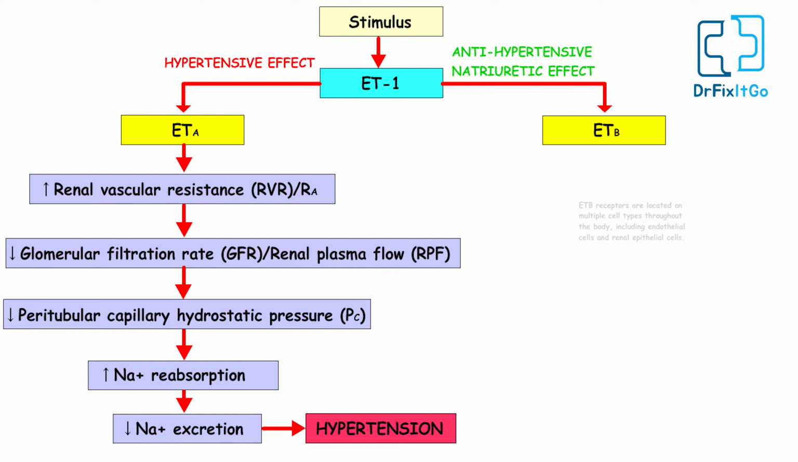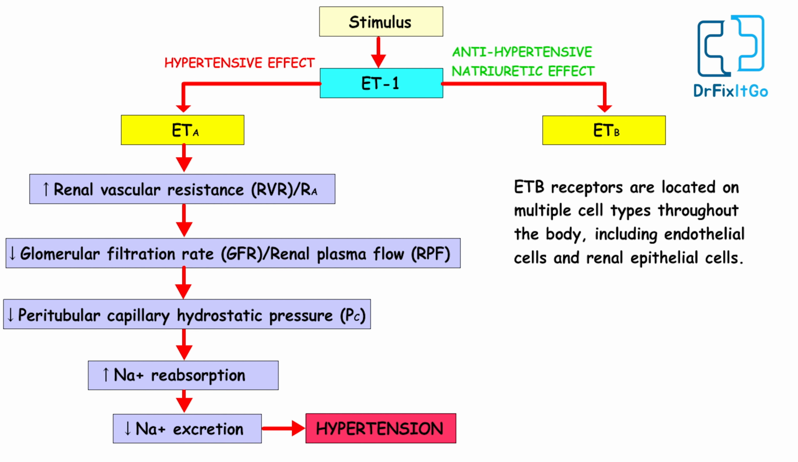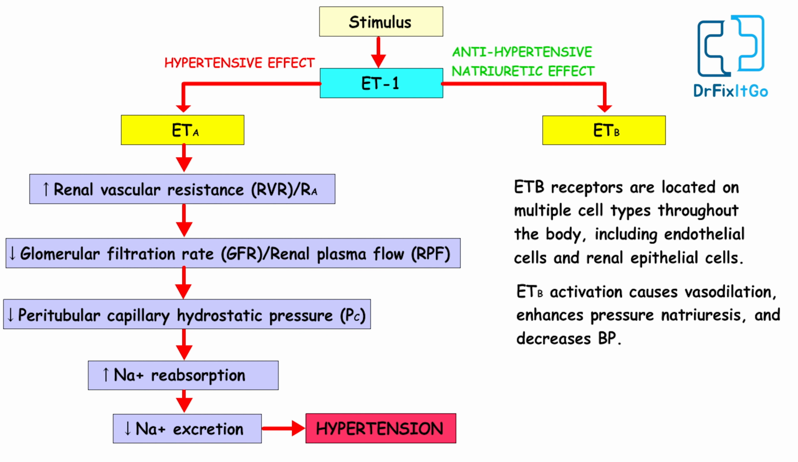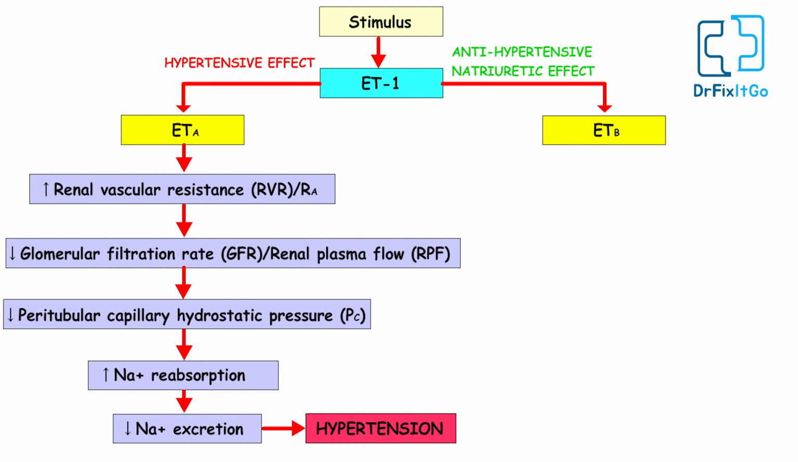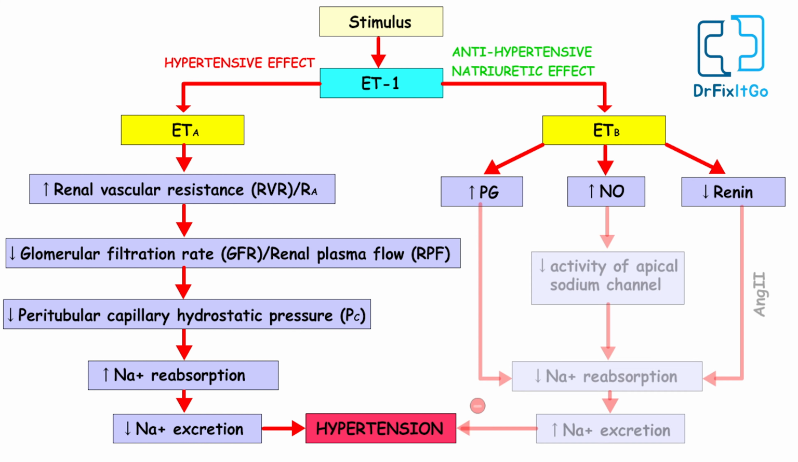Endothelin B receptors are located on multiple cell types throughout the body, including endothelial cells and renal epithelial cells. Endothelin B activation causes vasodilation, enhanced pressure natriuresis, and decreased blood pressure. Activation of renal endothelin B receptor leads to enhanced synthesis of nitric oxide and prostaglandin E2 and suppression of the renin-angiotensin system. The net effect of renal endothelin B receptor activation is increased sodium excretion and decreased blood pressure.